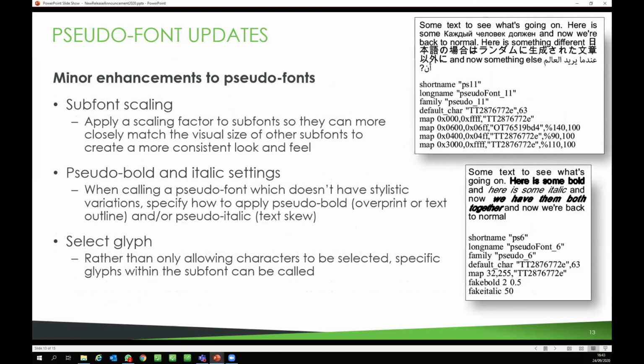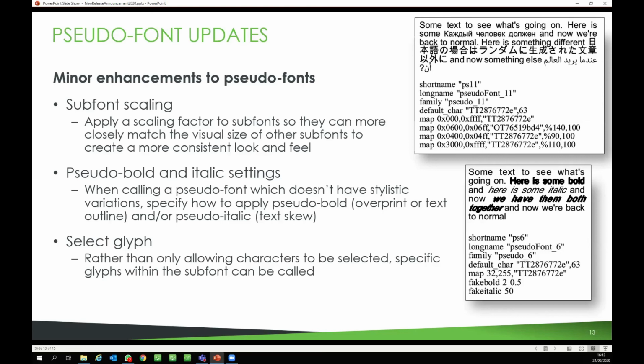These are only kind of little minor enhancements, but they're useful enhancements, so I thought I'd talk about them here. The first one is that you can now scale your subfonts. You can scale them horizontally and vertically. So one of the things that you find is that not all fonts look the same size at the same point size. So your Cyrillic characters might look small compared to your Latin characters, or your Arabic characters might look tiny compared to your Japanese characters. When you're creating a pseudo font now, you can specify horizontal and vertical scaling so that they look more similar.